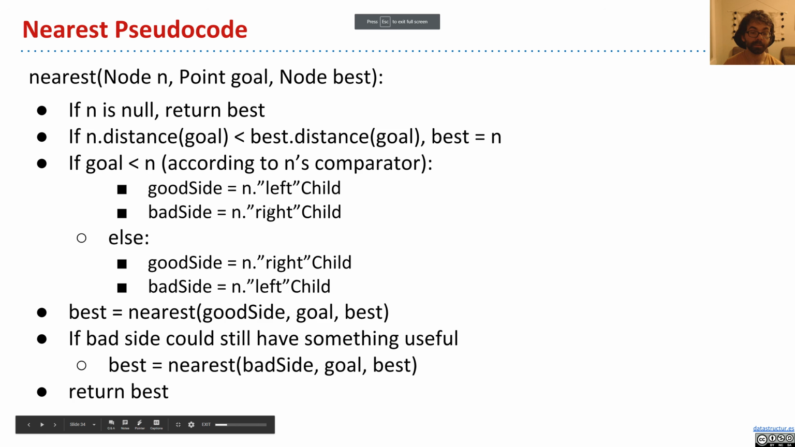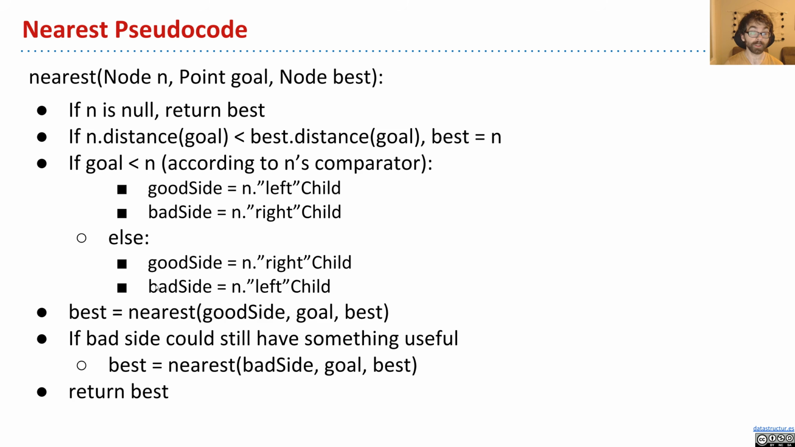So at that point, I've established who's the good side and who's the bad side. I will then call nearest on the good side, and I'll set best equal to the result of that nearest method. And then if the bad side could still have something useful, and you can write this either with the purple line approach or the green line approach, then we should say that the best equals the nearest searching the bad side.